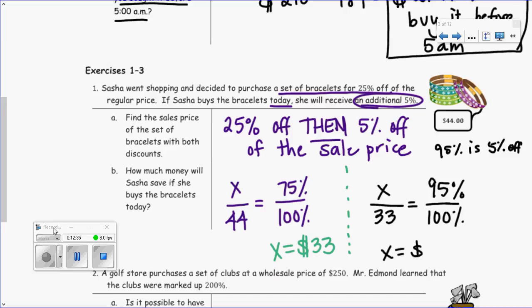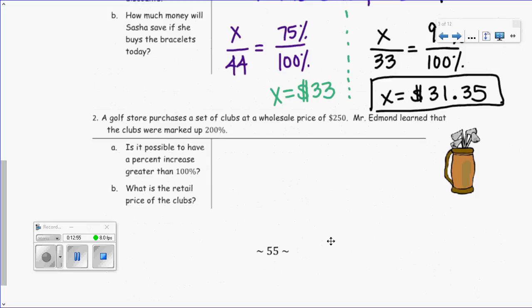Unpause it if you already have the final answer and you can see if you're right. Did you get $31.35? Hopefully you did. That is the final. After I take 25% off, then I take 5% off of the new sale price. I will get the final sale price of $31.35. Okay, this is the last one we're going to do in this video.